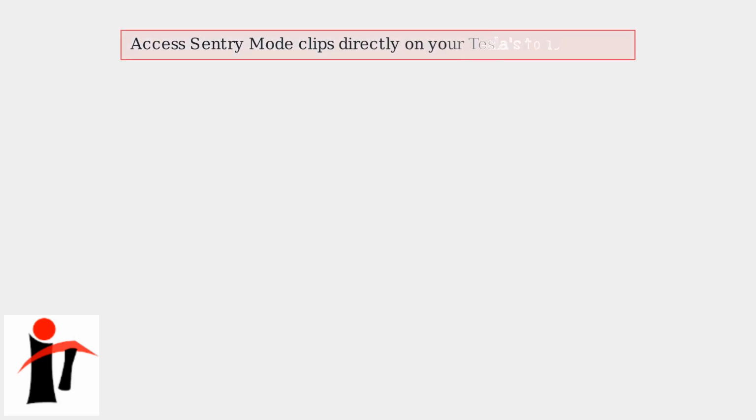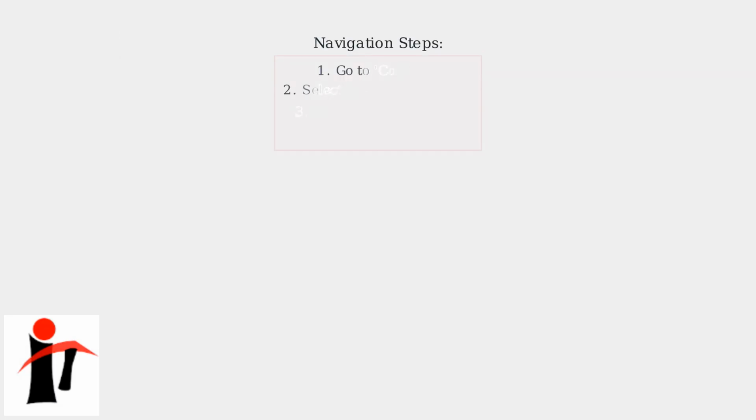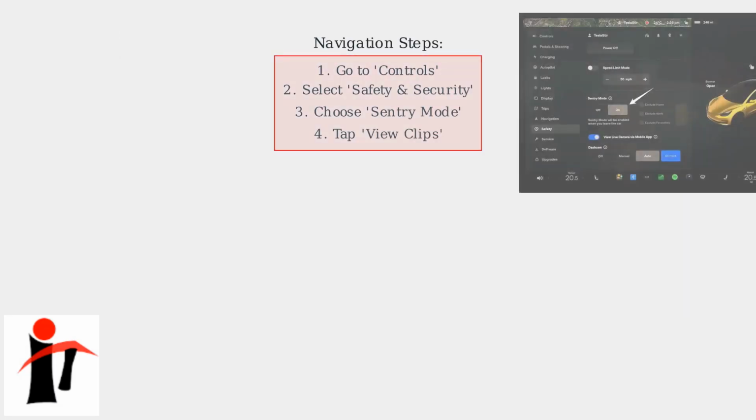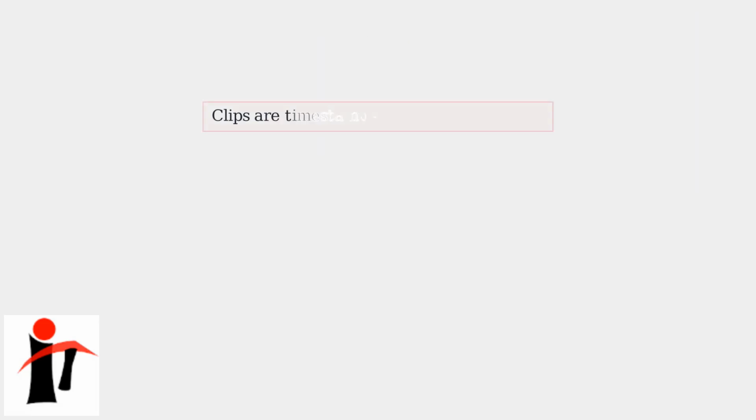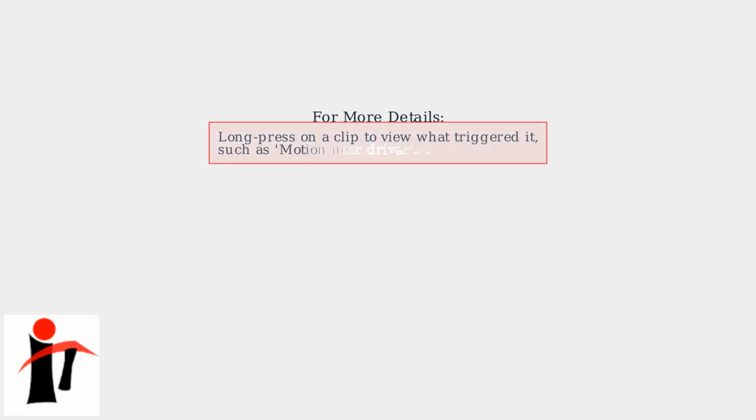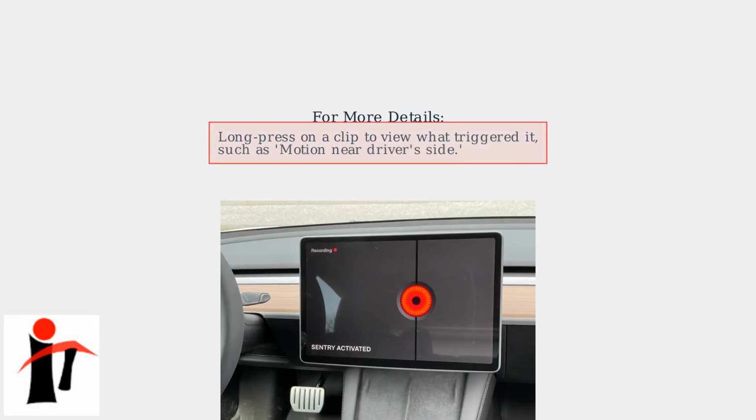You can view Sentry mode clips directly on your Tesla's touchscreen. Navigate to Controls, then Safety and Security, and finally Sentry mode. From there, select View Clips to browse the saved events. Clips are time-stamped for easy navigation. Long pressing on a clip will show more details, like what triggered the recording.